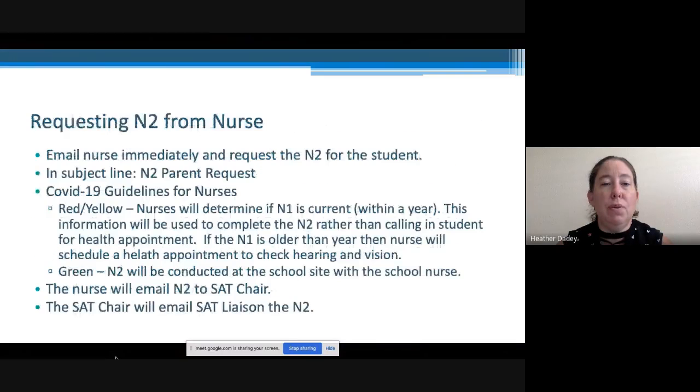SAT chairs, you will also need to request the N2 from the nurse. Email the nurse immediately and request the N2. In the subject line, make sure you're putting N2 parent request.